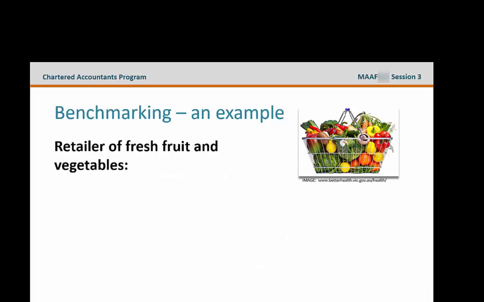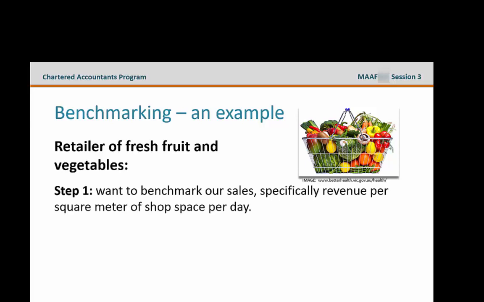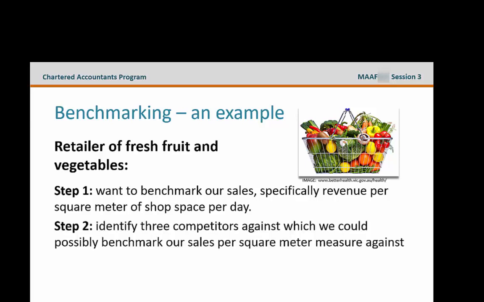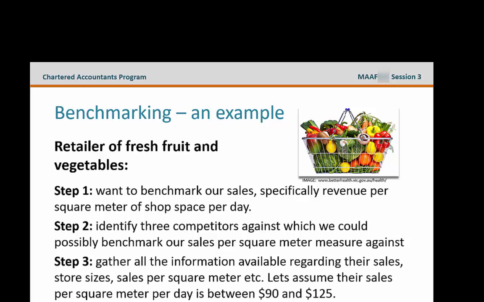So just to provide an example, let's say that we are a retailer of fresh fruit and vegetables and want to benchmark our sales, specifically revenue per square meter of shop space per day. Then in step 2, we identify 3 competitors against which we could possibly benchmark our sales per square meter per day. In step 3, we gather all the information available regarding their sales, store sizes, sales per square meter, etc. And let's assume their sales per square meter per day is between $90 and $125.